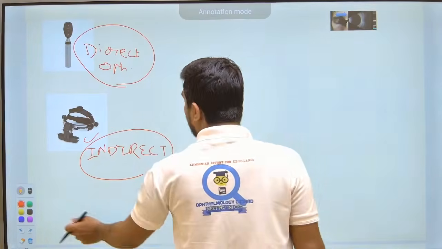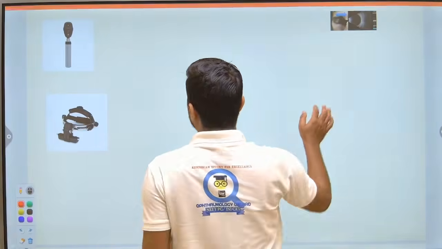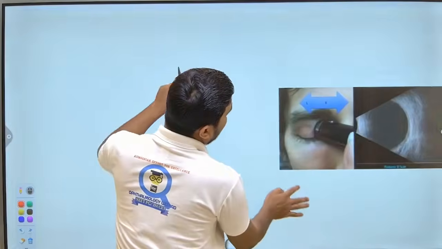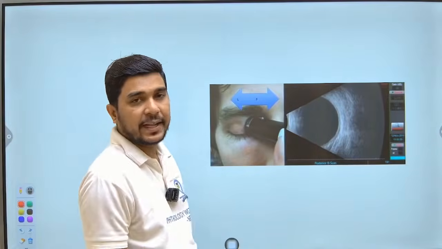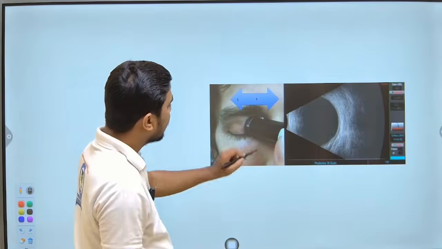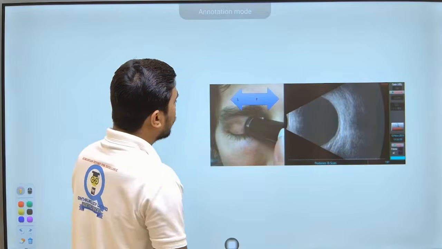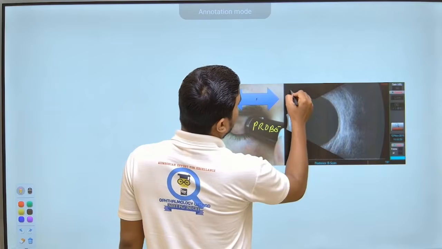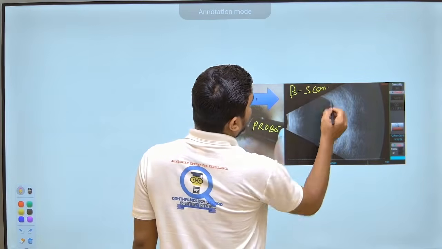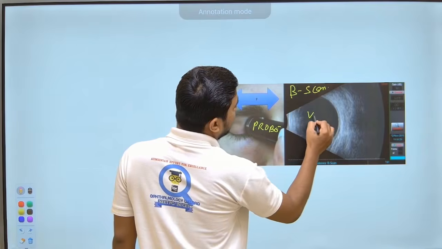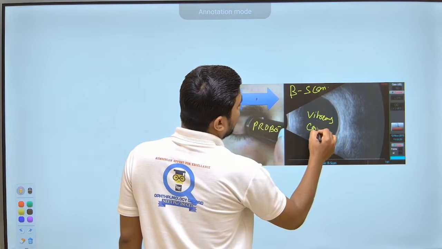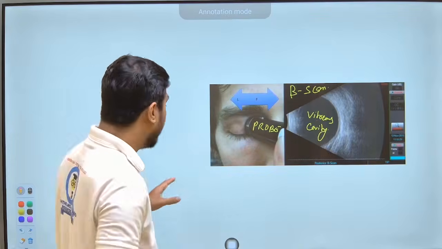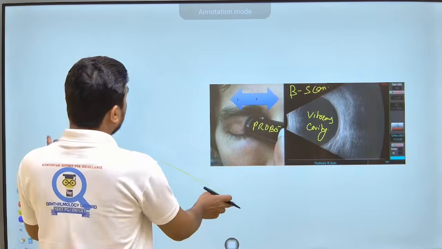The important point to understand here is this photo. What is this photo indicating? This photo is indicating that this person is doing a B scan. This is the B scan probe, and B scan is being done. This empty area is the vitreous cavity. Understood? I only need to tell you what procedure is being done here. Okay, understood?